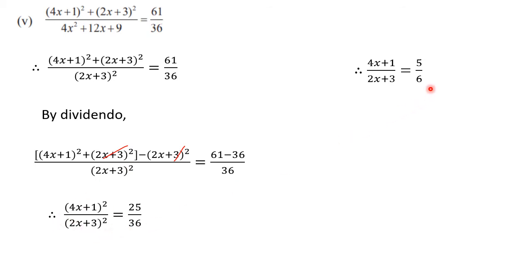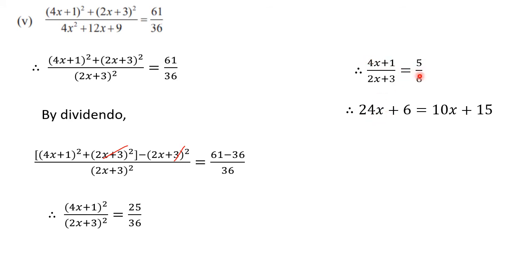Now as we have done in the previous sum, you have to go for cross multiplication. So multiply here. 4x into 6, you will get 24x plus 6, and here 5 into 2x, that is 10x, and 5 into 3 is 15. So this way you can expand it.